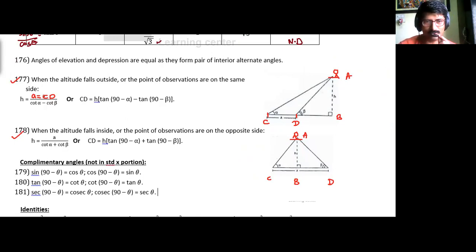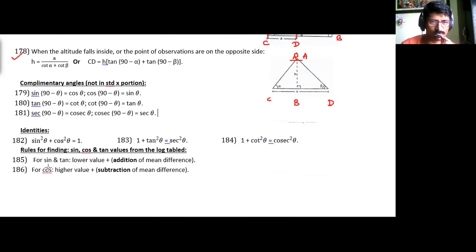And I also promised you guys that I'm going to explain what I mean by sine and tan, lower value plus addition, and in cos, higher value plus subtraction. What do I mean by that? In today's video, I'm going to explain. So stay tuned, watch the video till the end, and enjoy learning this entire concept. So let's begin without wasting time.